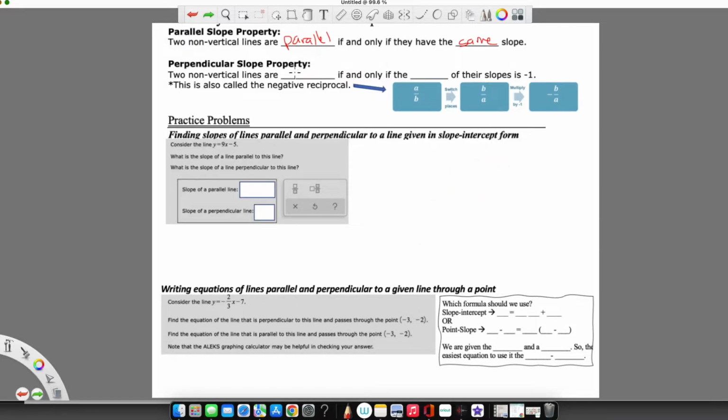So the perpendicular, we have two non-vertical lines are perpendicular if and only if the product of their slopes is -1. So we also call this the negative reciprocal. And so that means if I have a slope A over B, then I'm going to switch it to B over A, and I'm also going to change it from either positive to negative, negative to positive. I'm basically multiplying by -1. So it goes from A over B to negative B over A. So I just flip it over, I flip the fraction, and I flip the sign.